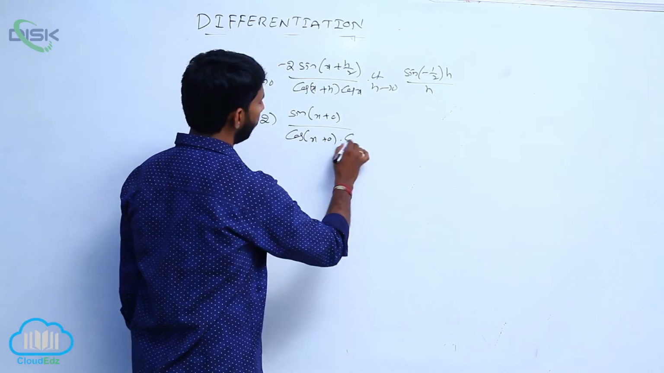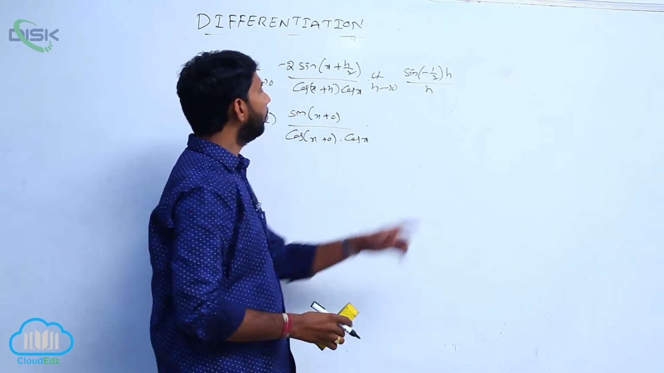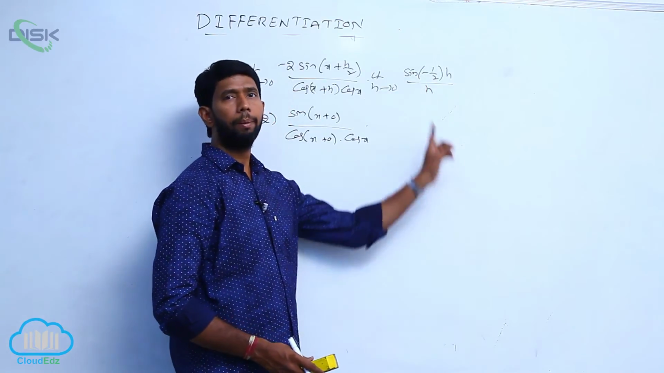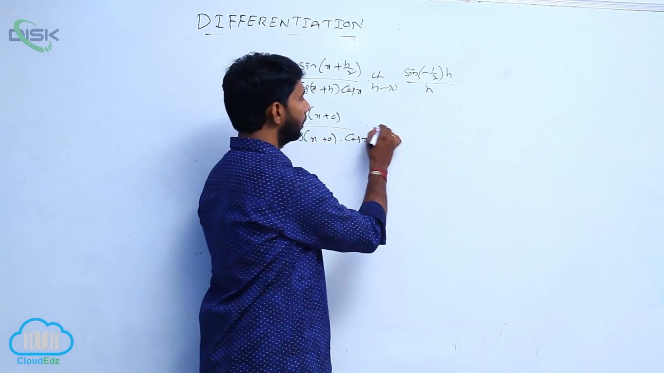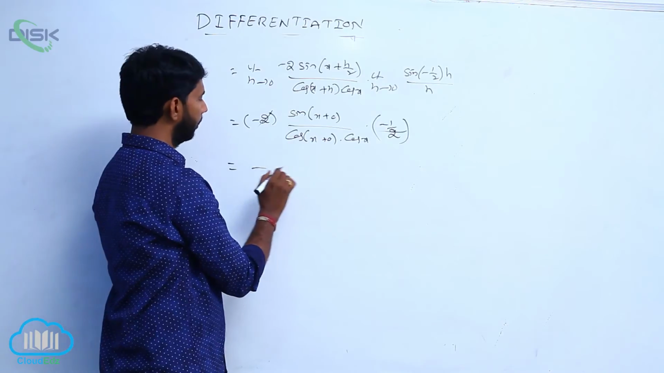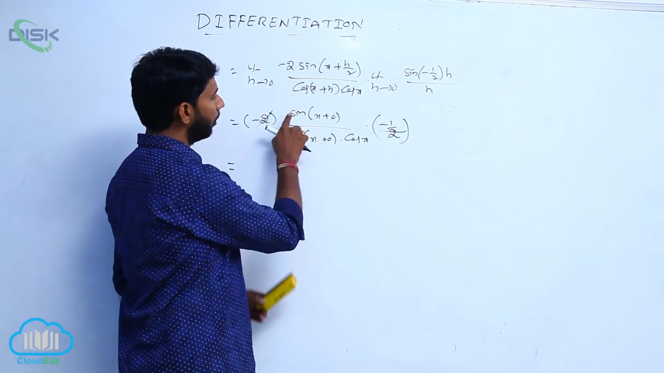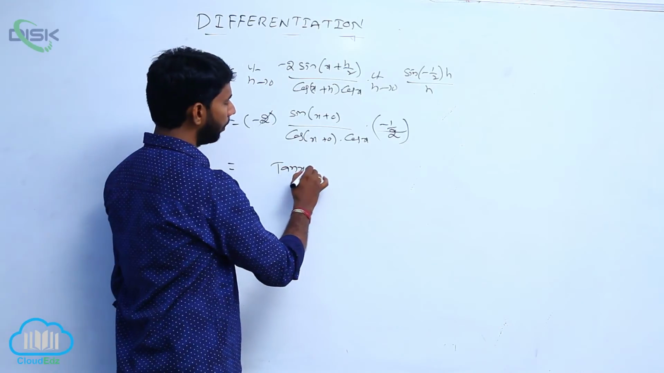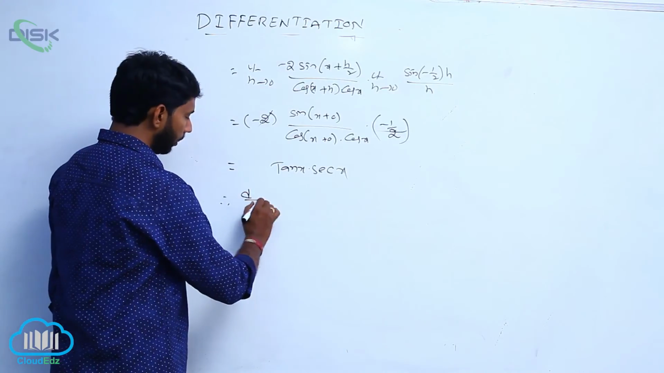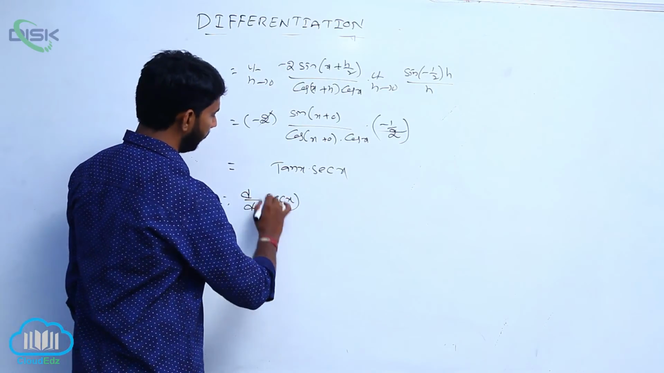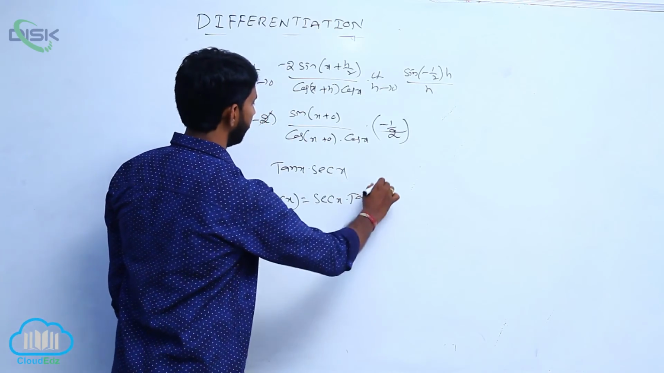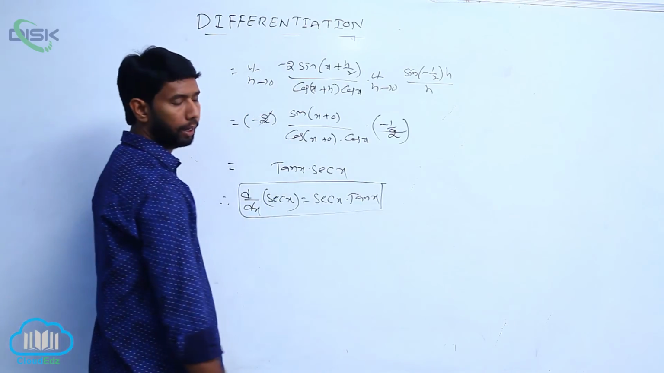cos of x plus 0 into cos x. The second one is in the form limit x tends to 0 of sin ax by x, whose value is a, that is equal to minus 1 by 2. Here 2 gets cancelled, minus of minus is plus, sin x by cos x is tan x, and 1 by cos x is secant x. Therefore, d by dx of secant x is equal to secant x into tan x.